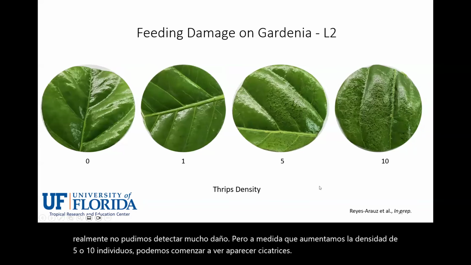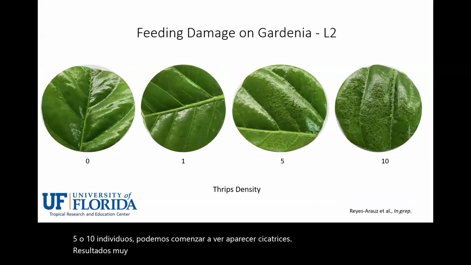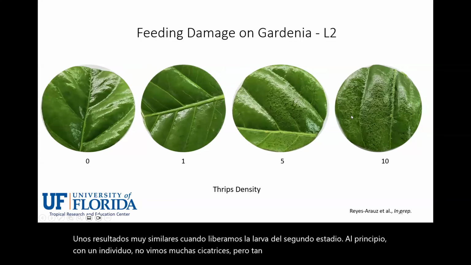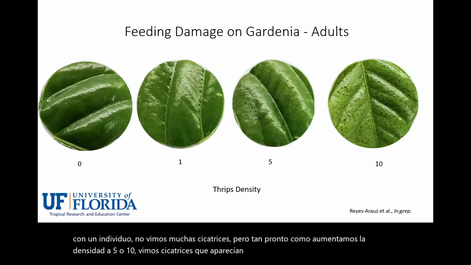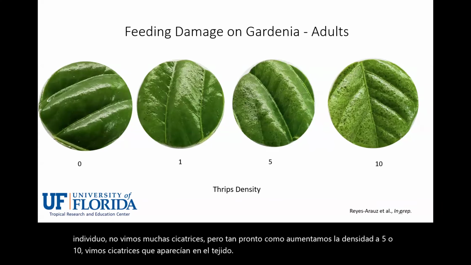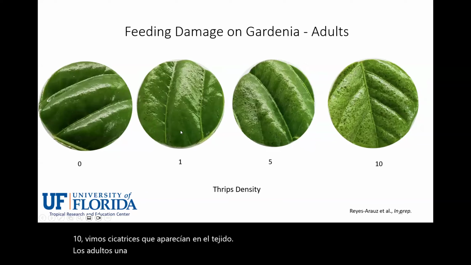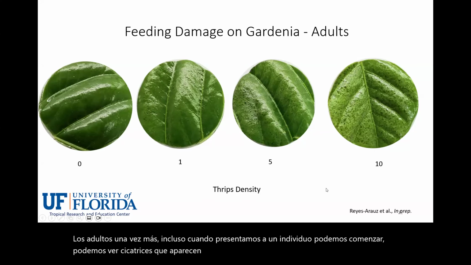Very similar results when we released the second instar larva. In the beginning, with one individual, we didn't see a lot of scarring occurring, but as soon as we increased the density to 5 or 10, then we saw scars appearing on the tissue. The adults, once again, even when we introduce only one individual, we could see scars appearing in the tissue within the first 24 hours.